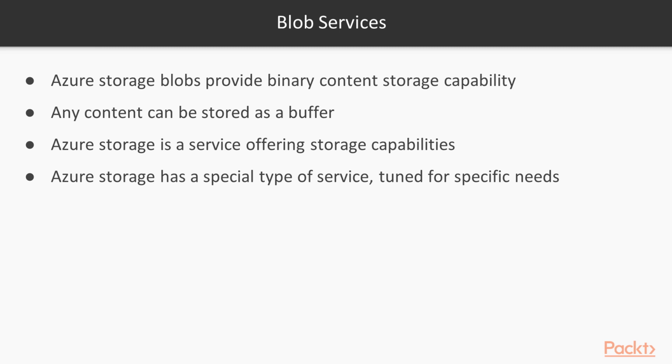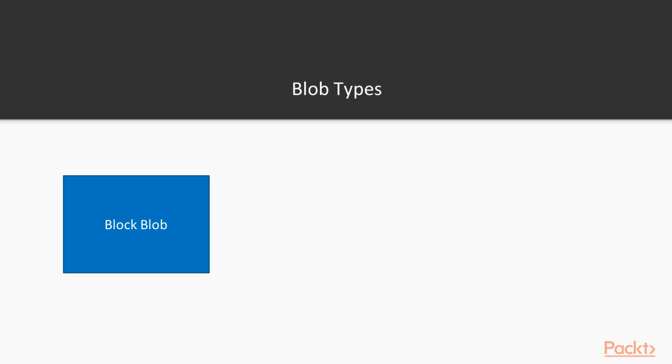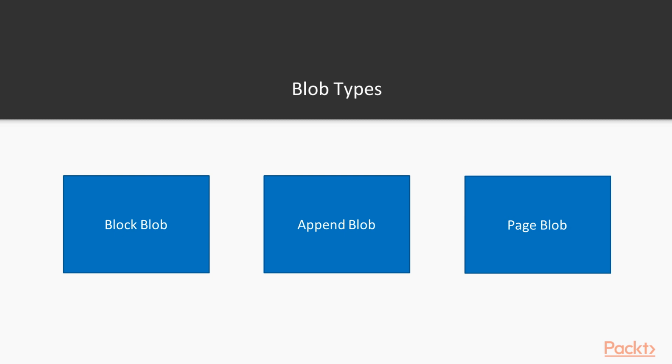Azure Storage is a service that offers storage capabilities hosted inside the cloud. Azure Storage has special types of service tuned for specific needs, such as Blob Service for binary content, Table Service for unstructured document content, and Queue Service for messages. There are different types of blobs: Block Blob, Append Blob, and Page Blob. All these three offerings are made by Azure for a special type of purpose and reason used by their customers.